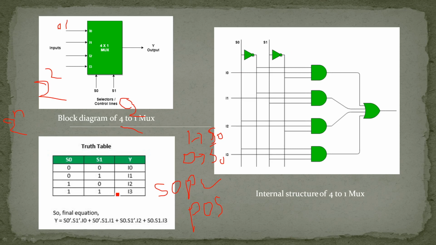That internal structure has several inputs. Those are I0, I1, I2, I3, and select lines S0, S1, and single output. I am going to assume the output is Y. Now it is the sum of product combination. The output Y is equals to the sum of product. So first you have to find the product value, then you can sum it. And you see here it is having S0 bar, S1 bar, I0, S0 bar, S1, I1.